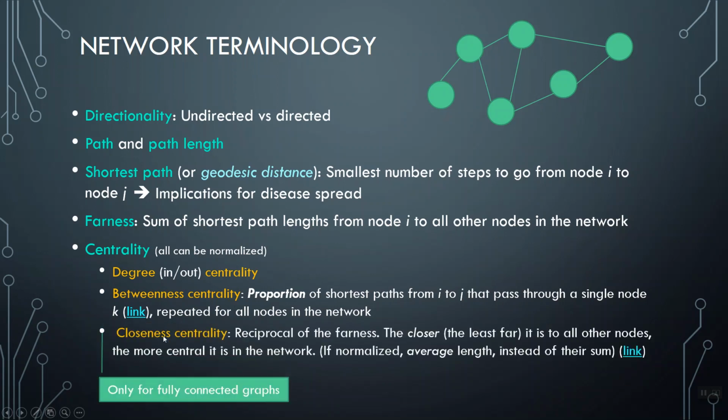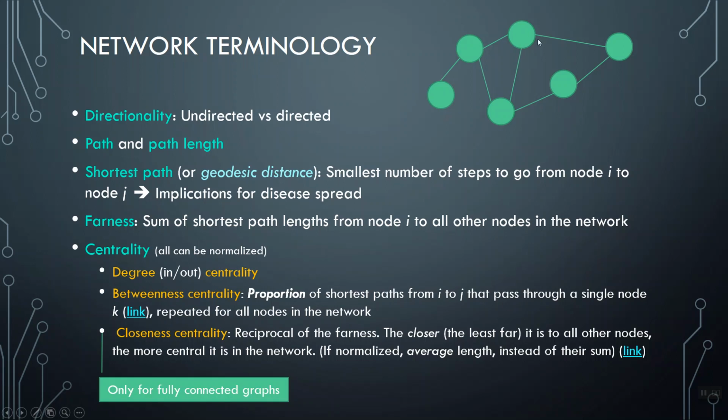Then we have closeness centrality. This is the reciprocal of farness, and the reciprocal means 1 over. So farness was the sum of the shortest path lengths from node I to all the other nodes in the network. So if you do 1 over that, you get closeness centrality. Then in this case, if you normalize it, instead of doing the sum of the shortest path lengths, you do the average length, okay?